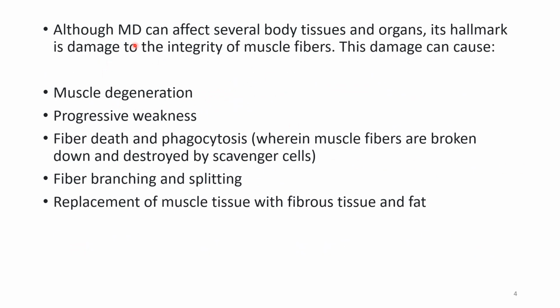Although muscular dystrophy can affect several body tissues and organs, its hallmark is to damage the integrity of muscle fibers. This damage can lead to muscle degeneration, progressive weakness, fiber death and phagocytosis, where the muscle fibers are broken down and destroyed by the scavenger cells. Fiber branching and splitting and replacement of the muscle tissue with fibrous tissue and fat can also happen.